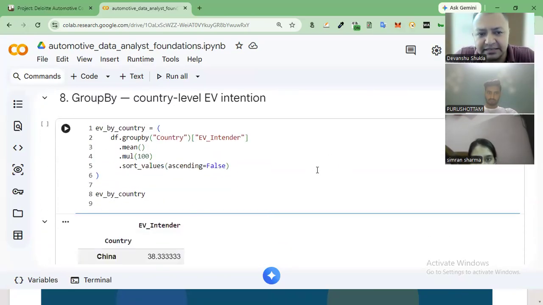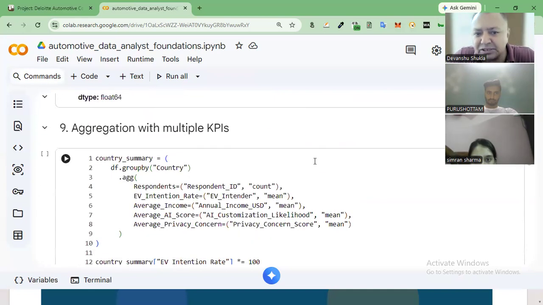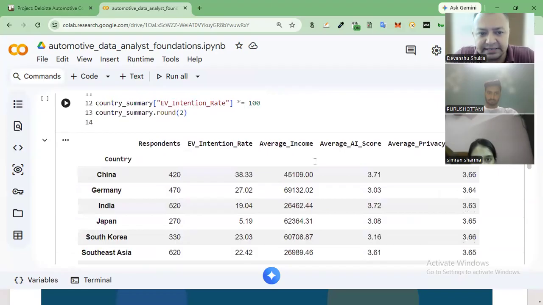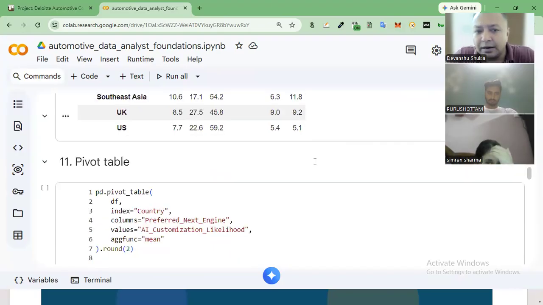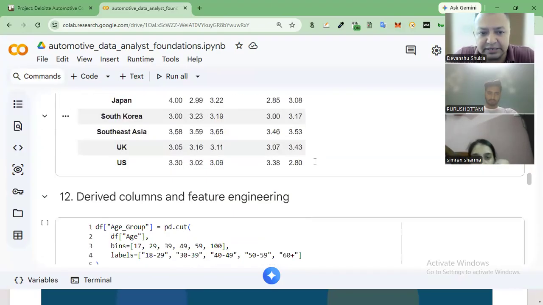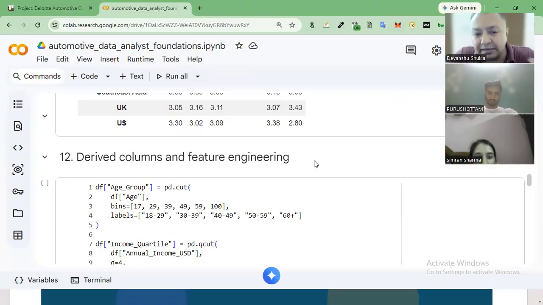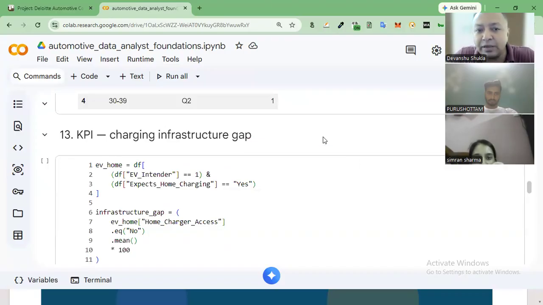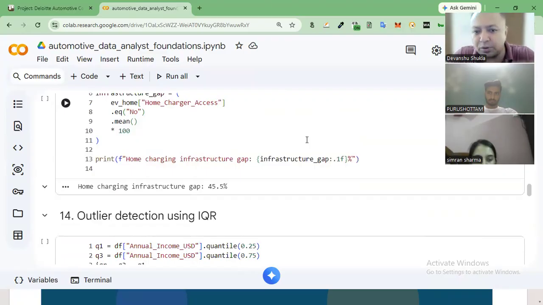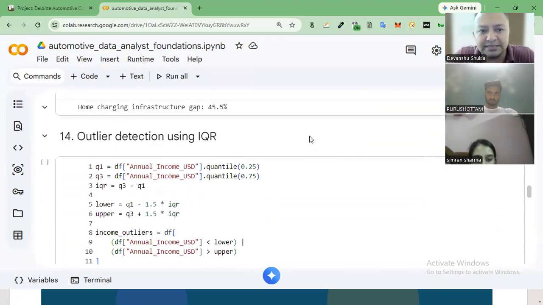Then you'll use various other functions like group by and aggregations with multiple key performance indicators across this dataset. Followed by that, you will understand how cross tabulation can be done, and then pivot tables. These concepts we will be implementing. You will understand how derived columns and feature engineering work, how KPIs can be measured, and how to build the charging infrastructure gap. You will learn how to identify the performance indicators across this electric charging infrastructure gap. That is what we are going to implement and understand.